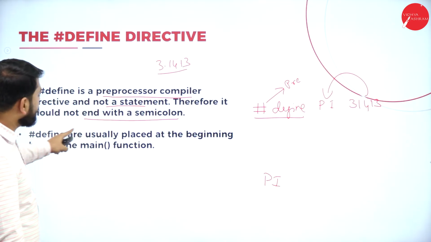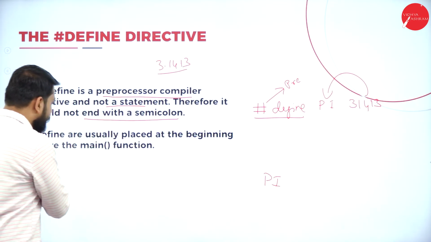So fine. Hash define are usually placed at the beginning before the main function.